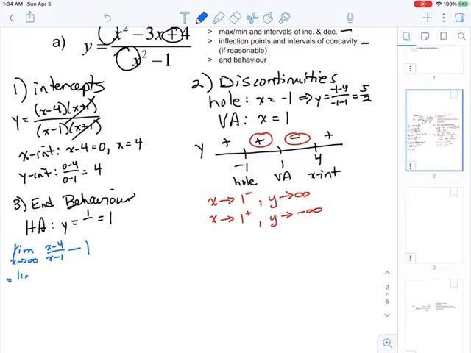So that equals the limit as x goes to infinity of x minus 4 over x minus 1 minus x minus 1 over x minus 1, common denominator, is the limit as x goes to infinity of x minus 4 minus x plus 1 all over x minus 1, which equals the limit as x goes to infinity, x minus x is no x's, minus 4 plus 1 is minus 3 over x minus 1.